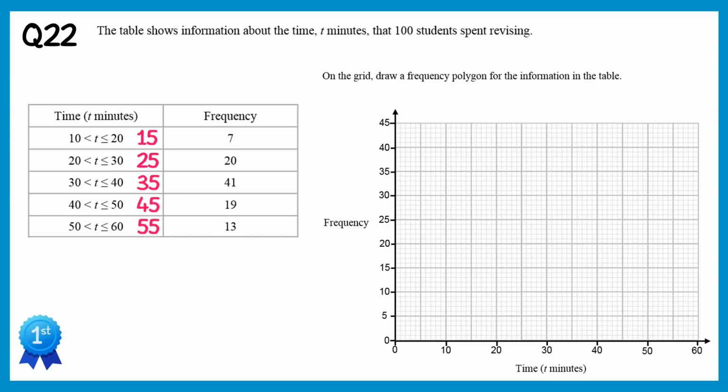We now plot these midpoints with the frequencies. So we're going to plot 15 minutes with a frequency of 7. That goes here. 25 minutes with a frequency of 20. 35 and 41. 45 with 19. And finally 55 with 13. Once you've done this, you join up all of your points with straight lines to complete your frequency polygon.